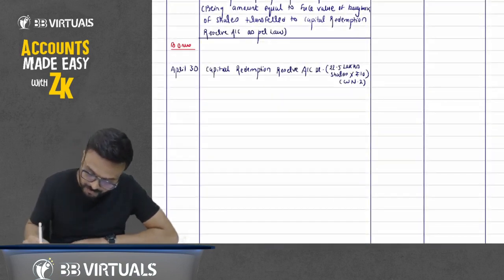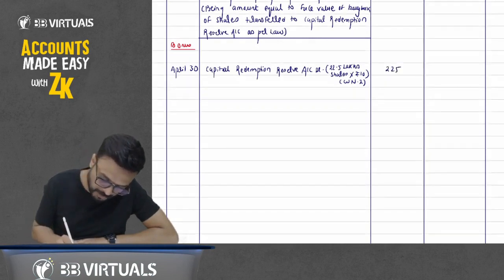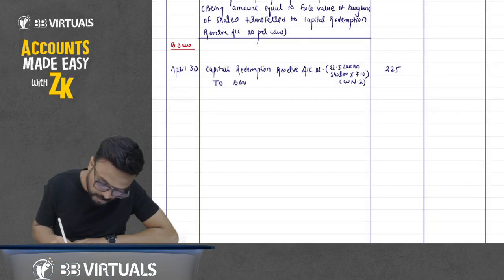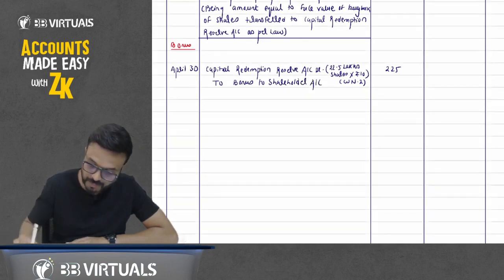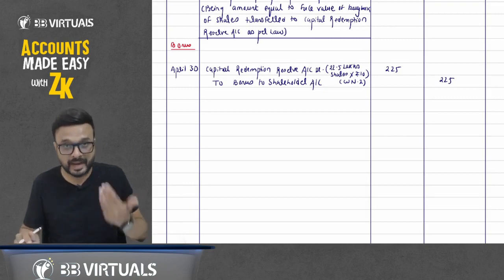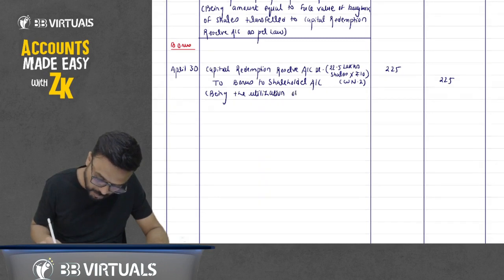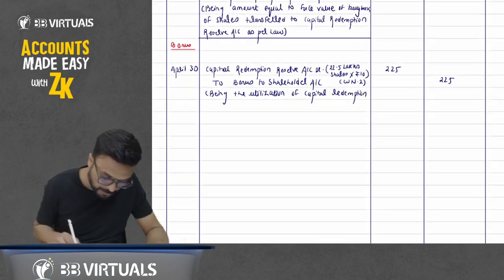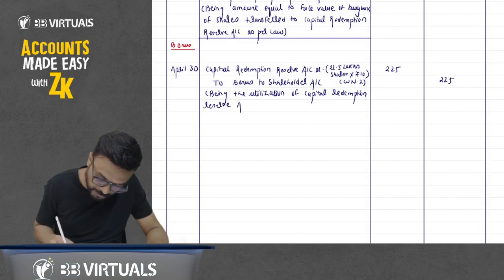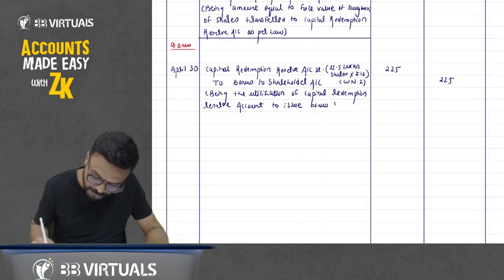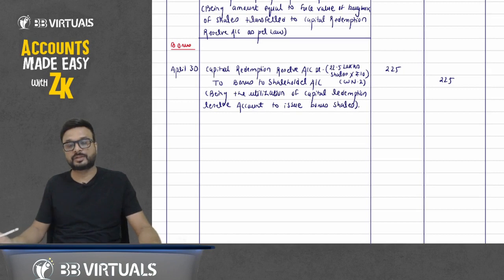So it will come to 225. Equity share buyback, capital redemption reserve account debit, to bonus to shareholder. Now, we are liable to pay something to the shareholders, so we call it the bonus to shareholder account. It's a liability, an increase in liability, so credit. Being the utilization of capital redemption reserve account to issue bonus shares.